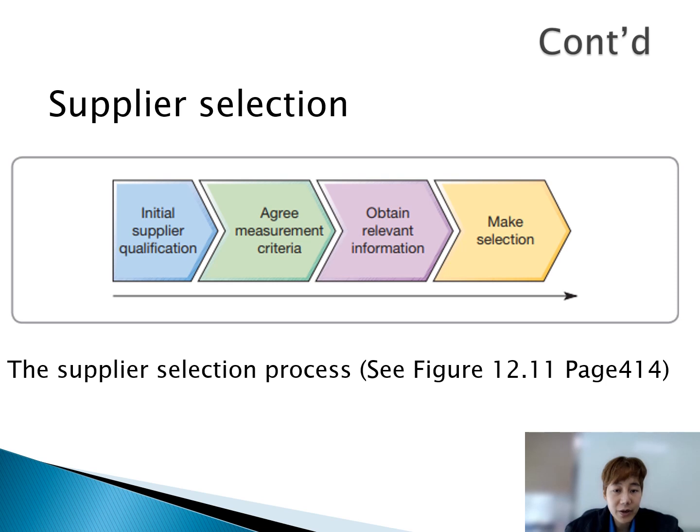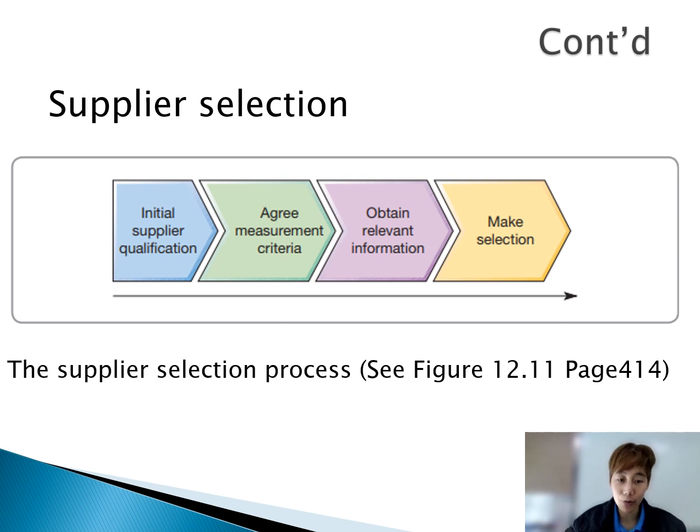Okay, supplier selection. This time, for the supplier selection process, you have to see the textbook page 414, picture 12.11. It starts from initial supplier qualification. You have to know who will be a qualified supplier. Clean, not dirty, not expensive, and has a variety of choices for you.